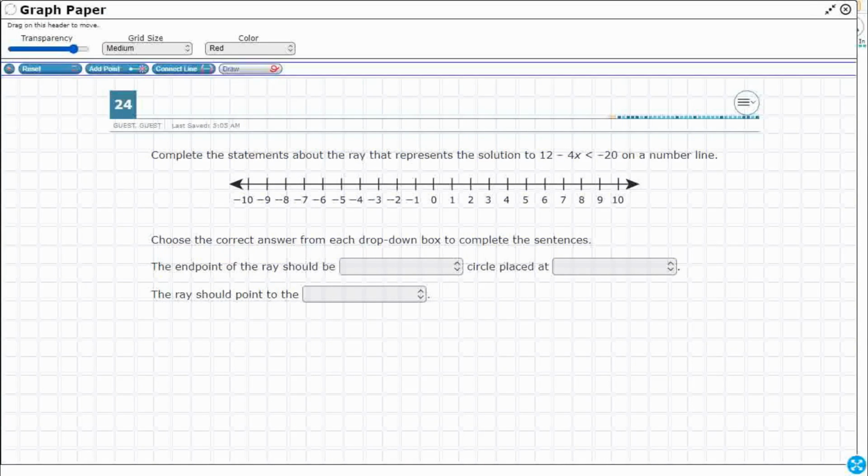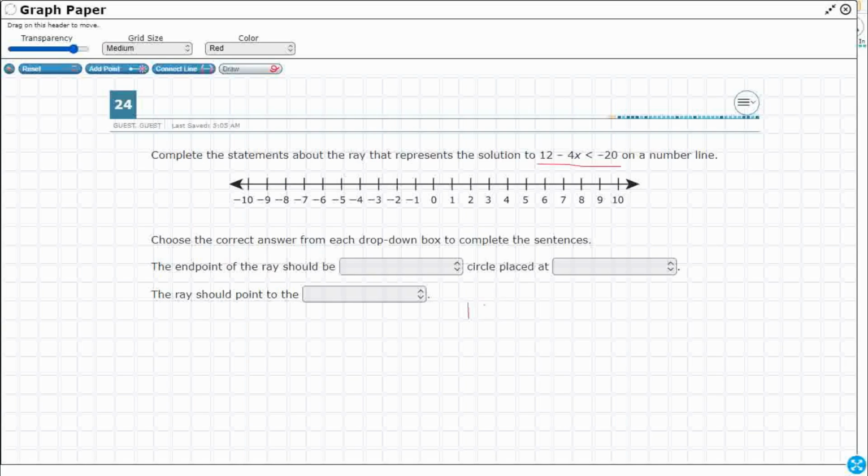So let's first make sure we can solve this inequality. So that's what we need to do first. So 12 minus 4x is less than negative 20.